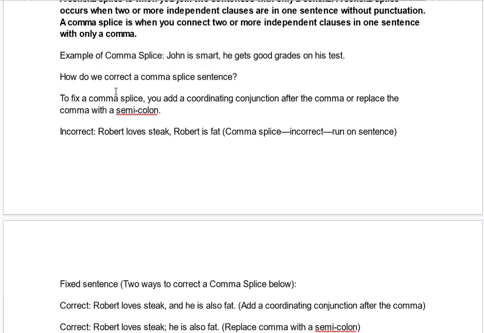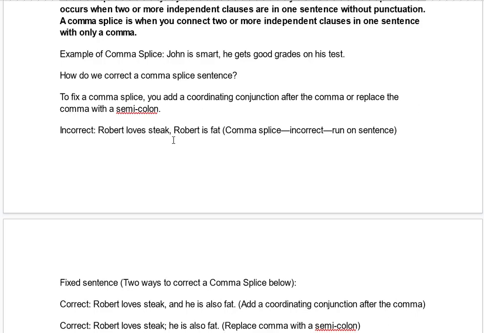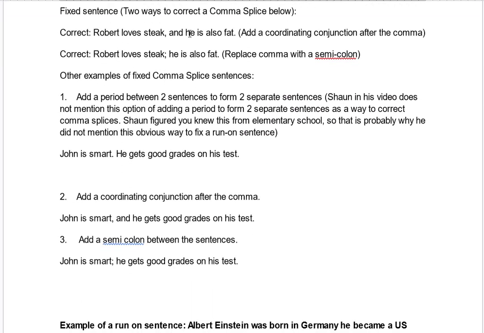And so how do we correct a comma splice sentence? To fix a comma splice, you add a coordinating conjunction after the comma. So here you have incorrect: Robert loves steak, he is also fat. When you have a comma in between two sentences, that's not correct. That's known as a comma splice. So we correct this by adding a comma and a coordinating conjunction. This becomes a compound sentence. Remember from last time, you have one independent clause, a FANBOYS conjunction, and then another independent clause.